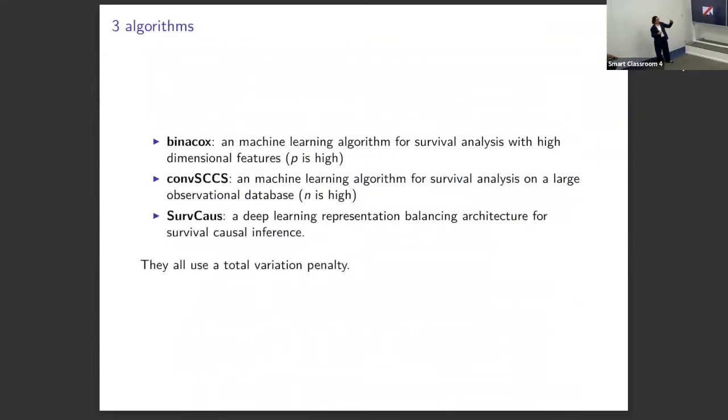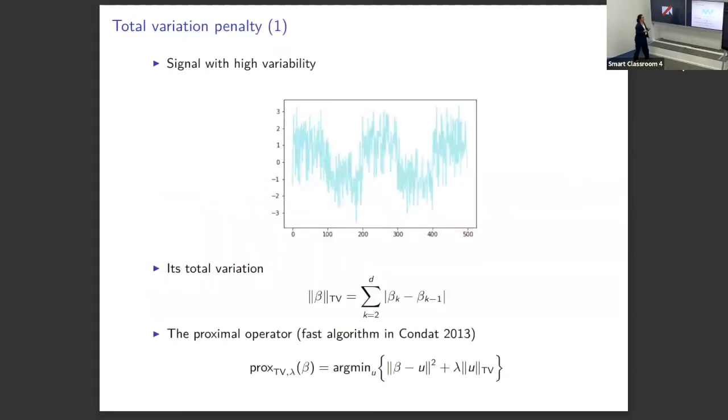So I will speak about three algorithms that I developed with my PhD students or our colleagues. And I chose these three because they all have the same feature. They all use total variation penalty. So that's the link between the three algorithms. Let me just say what the total variation penalty is.